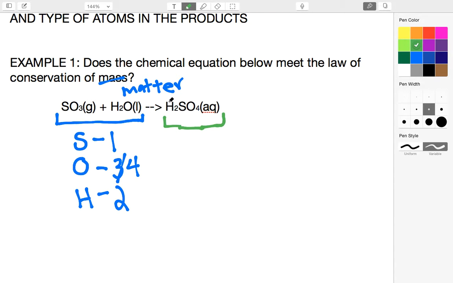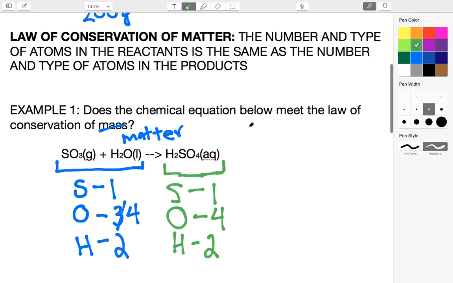H2SO4, H2. I'm just going to put it directly across from each other so it's easier to compare. So H2, because my subscript is 2, that means I have 2 hydrogens. S has a subscript of 1 because there's no number written as a subscript. O4, oxygen has 4.